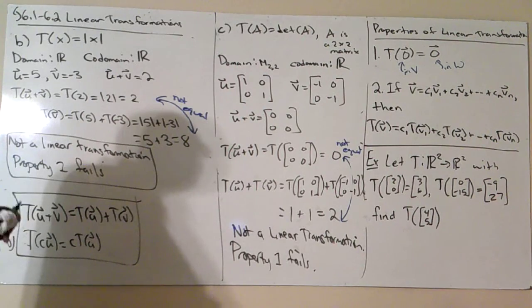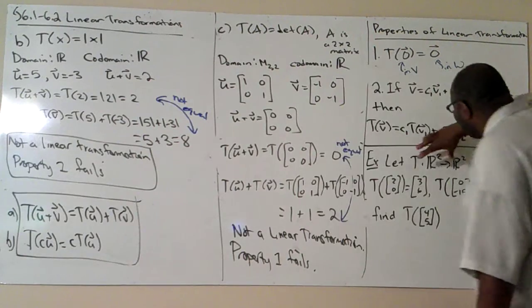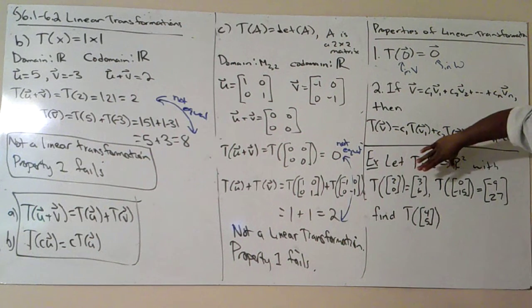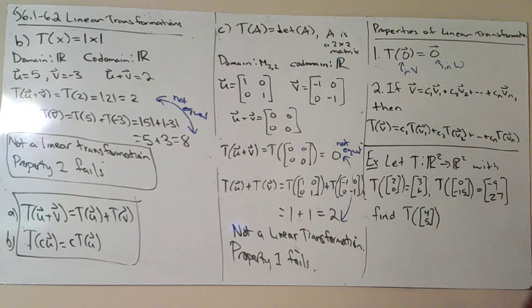And with just that limited information and property 2, I can figure out the transformation T of (4, 5). Because if you look at it, (2, 0) and (0, -15) are basis vectors for R2, right? These two vectors can span all of R2. These are linearly independent vectors. So the first thing I'm going to do is see if I can write (4, 5) in terms of (2, 0) and (0, -15).